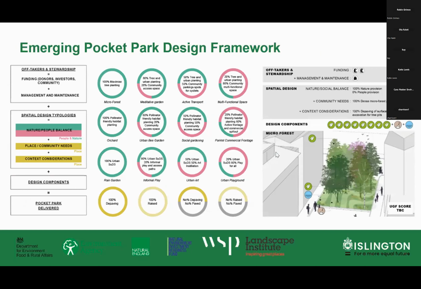And the design typology really builds on the idea that we are looking to depave, going from a UGF score of 0 to a minimum threshold of 0.4, and we are going to be stress testing some of those typologies against the UGF. At the moment, we go from 100% nature with microforest, orchards, and rain gardens, and then through engagement and understanding what the community wants, and through understanding of the context, we change those dials from a certain amount of place and social functions and a certain amount of nature.